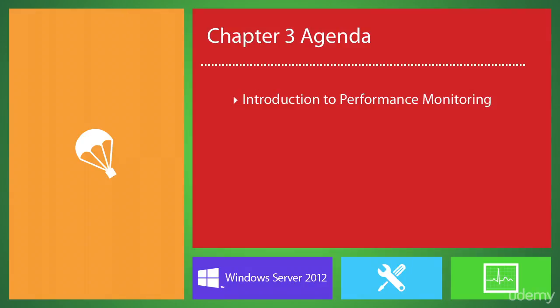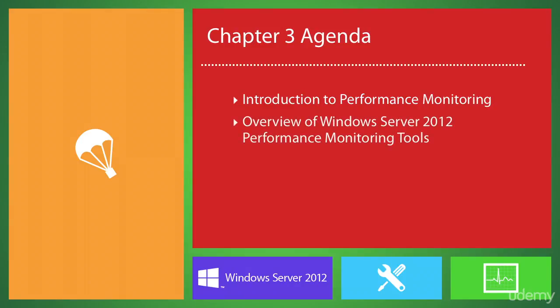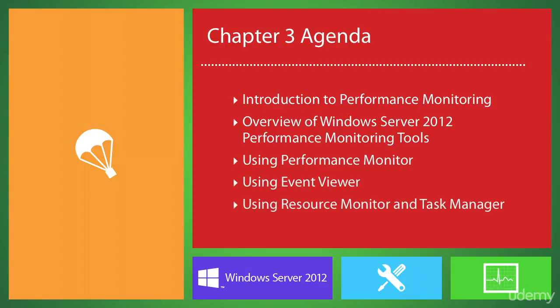Now, of course, in order to monitor performance, we need the appropriate tools at our disposal. Of course, it's necessary. And in fact, Windows Server 2012 provides a number of different options for network administrators. Now, those options include Performance Monitor, Event Viewer, Resource Monitor, and Task Manager, in addition to the option of using third-party or, of course, Microsoft Enterprise-level monitoring solutions.